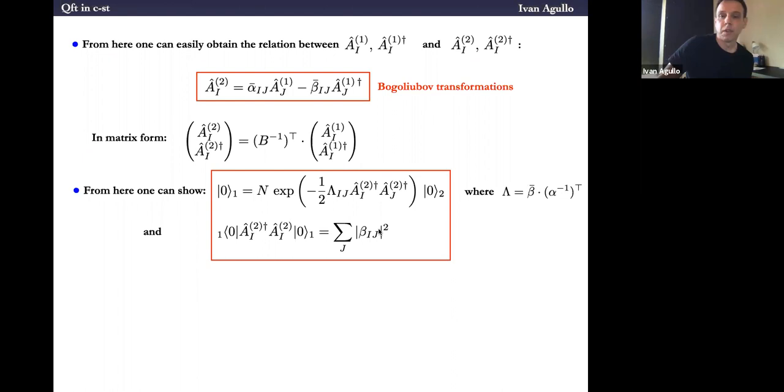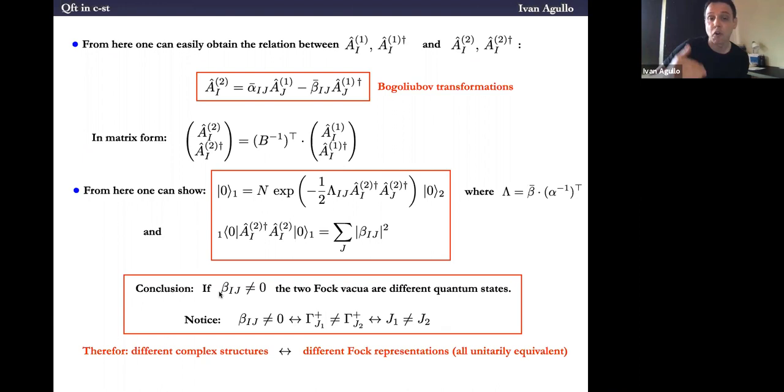So, conclusion. If the beta coefficients relating my basis and Florian's basis are different from zero, my vacuum and Florian's vacuum are different quantum states. And notice that beta coefficients different from zero is equivalent to saying that my gamma plus and Florian's gamma plus are different subspaces, or that my complex structure and Florian's complex structure are different complex structures. So if that happens, the two vacua are different states. Therefore, different complex structures provide different Fock representations. Although here, all of them are unitarily equivalent. This is a consequence of the Stone-von Neumann theorem. So they are equally good.